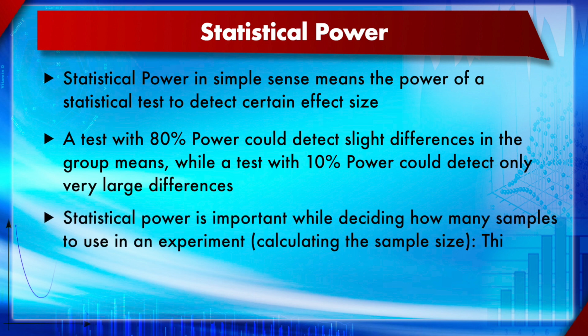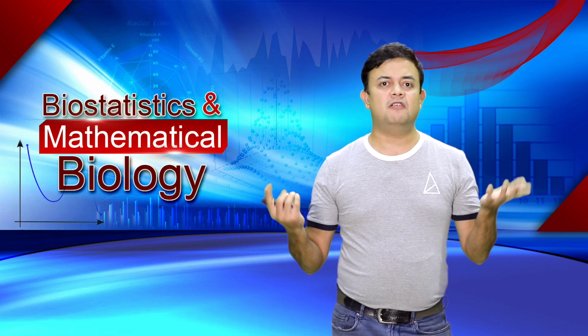Statistical power is important while deciding how many samples to use in an experiment. Calculating the sample size is called power analysis. That is a synonym for calculating the number of samples required to get a certain power. So how much power is sufficient? There are no hard and fast rules, and it's quite ambiguous.